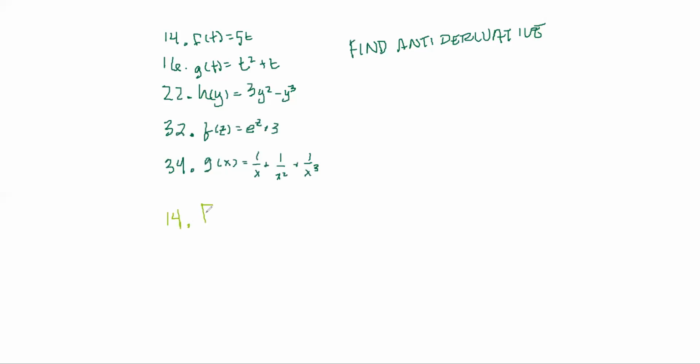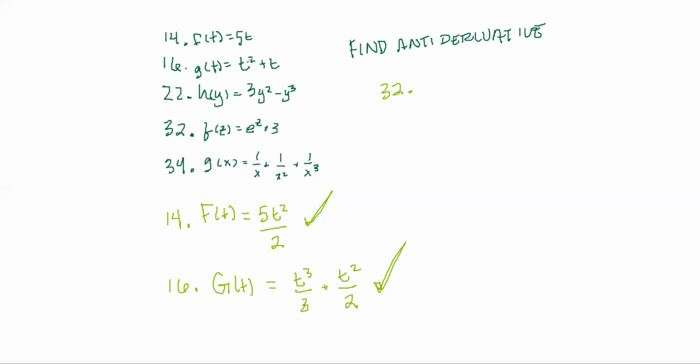For 14, I have 5t squared over 2. Yep, that should be right. 16 is t cubed over 3 plus t squared over 2. I did the wrong one for 22, so that one you're just going to have to put up. Let's do 32 then. 32 is e to the 3z. Yes, it's just 3z.